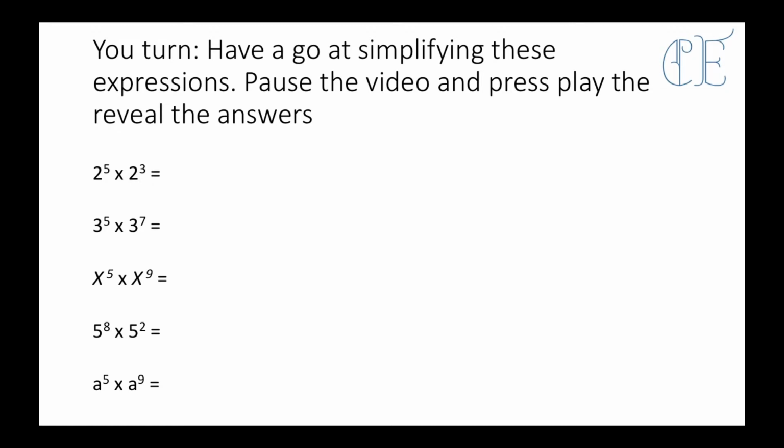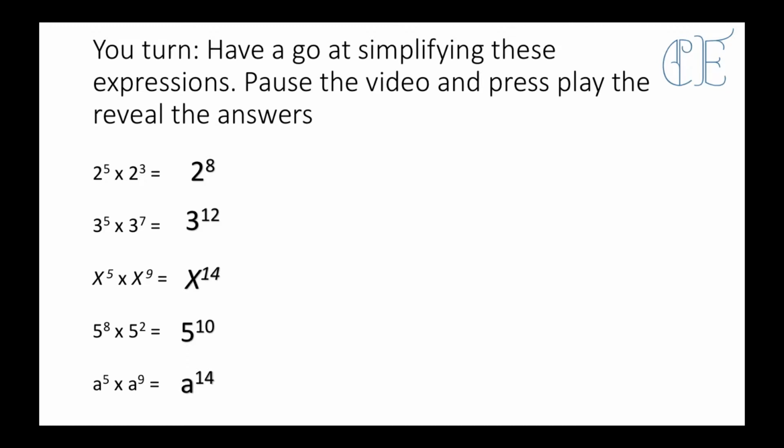Okay, if you've had a go, here are the answers. So 2 to the power of 8, straightforward, that one. 3 to the power of 12, also straightforward. Now this third one is still straightforward. You just leave the x the same and just add the 5 and the 9. Really easy, x to the power of 14. And then 5 to the power of 10, and then the next one is 8 to the power of 14. Okay, so hopefully that's made lots of sense, and it's a nice easy rule to remember.